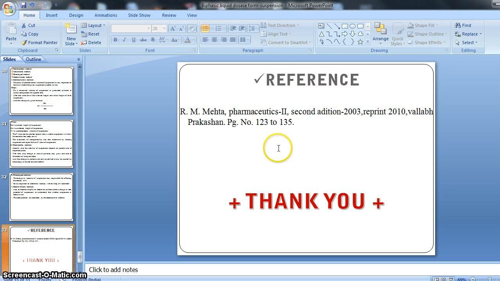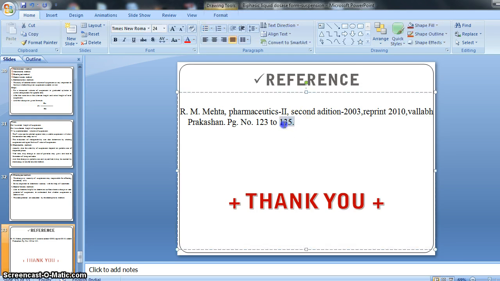So thank you. That is the end of another chapter, suspension, from biphasic liquid dosage form. I took all this information from R.M. Mehta, Pharmaceutics 2, second edition 2003, reprinted in 2010, Vallabh Prakashan, pages 23 to 35.